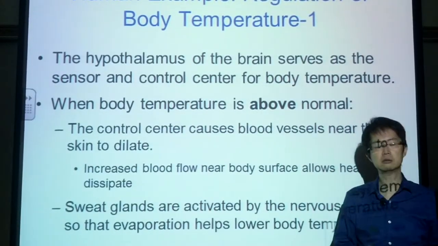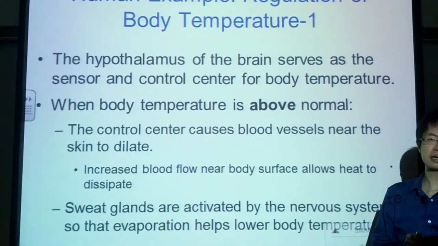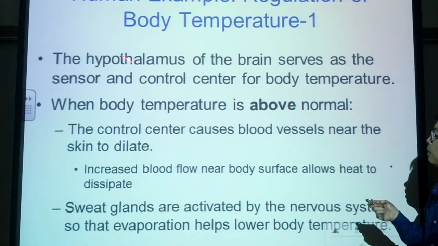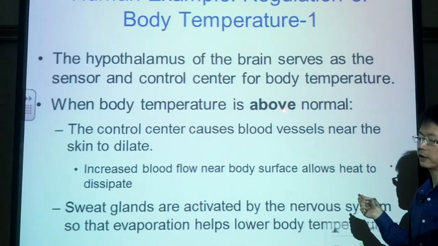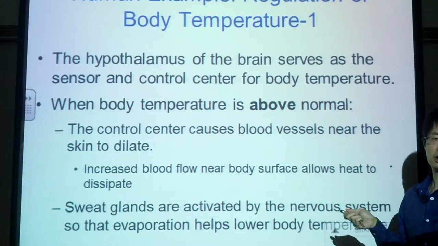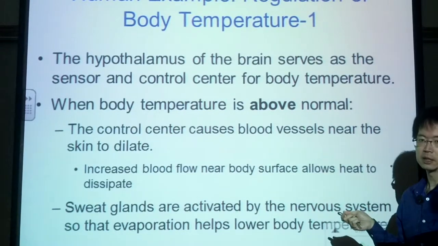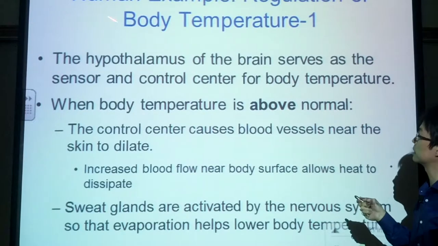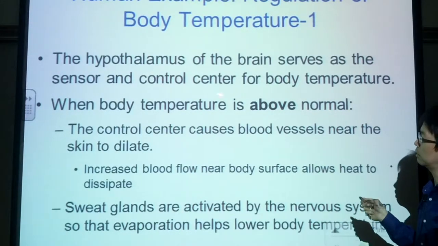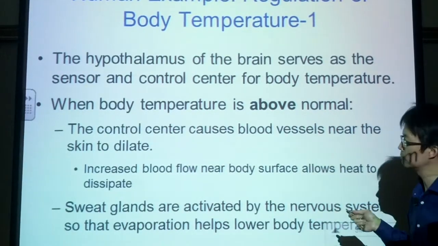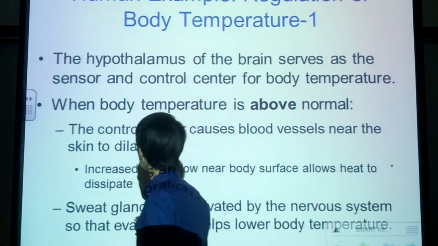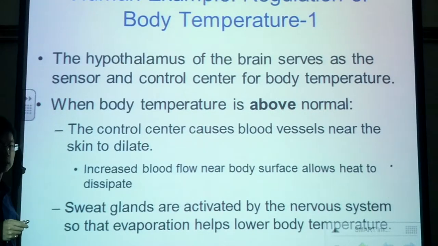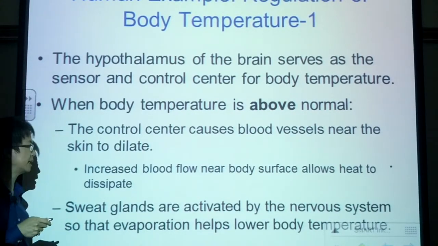Similarly, how does our body maintain homeostasis? The body temperature is also regulated by negative feedback. The control center is our brain. Specifically in the brain, we have a structure called the hypothalamus. The hypothalamus is the control center for body temperature. And of course, we set our body temperature at 37 degrees Celsius.